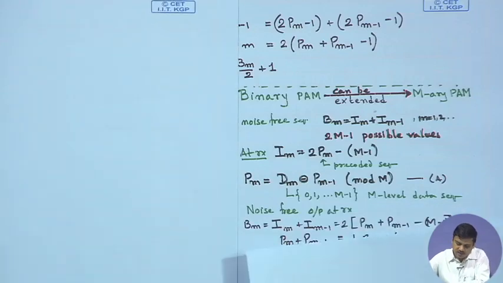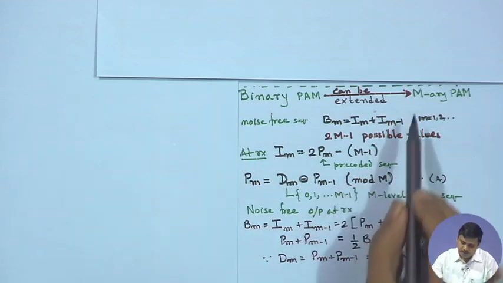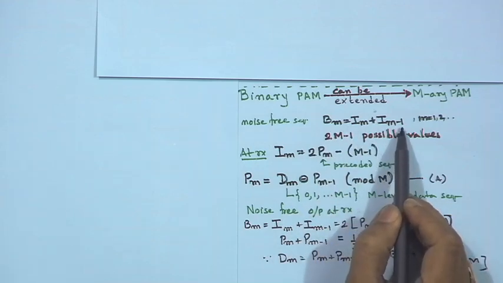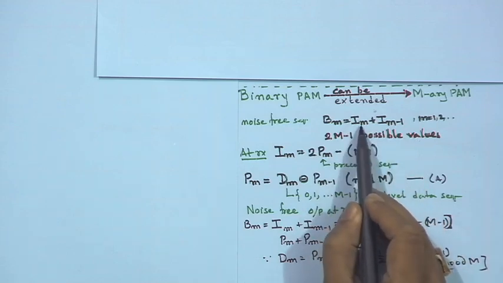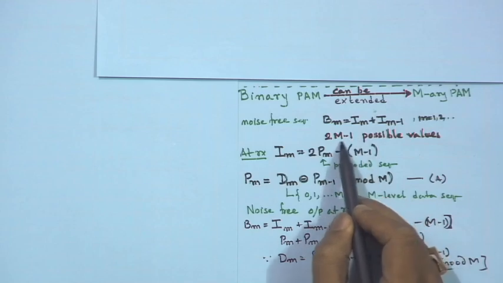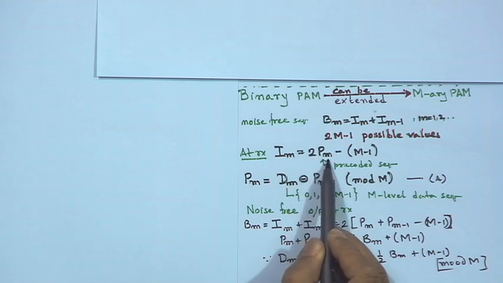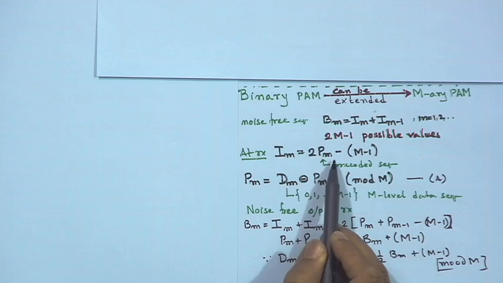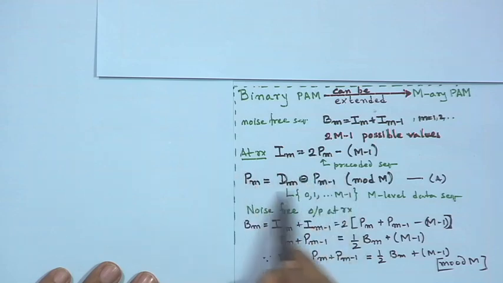So, we can extend this technique to M-ary PAM. In case of M-ary PAM, we have the noise free sequence b m as we did before, but these are 2 m minus 1 possible values, because now this not only takes plus minus 1, but it takes larger values up to 2 m minus 1. So, at the receiver we would still have I m equals to 2 p m minus m minus 1, and this is the precoded sequence going by the previous notations, and p m would be modulo m operation. So, this is the precoded operation as you do at the transmitter, right.